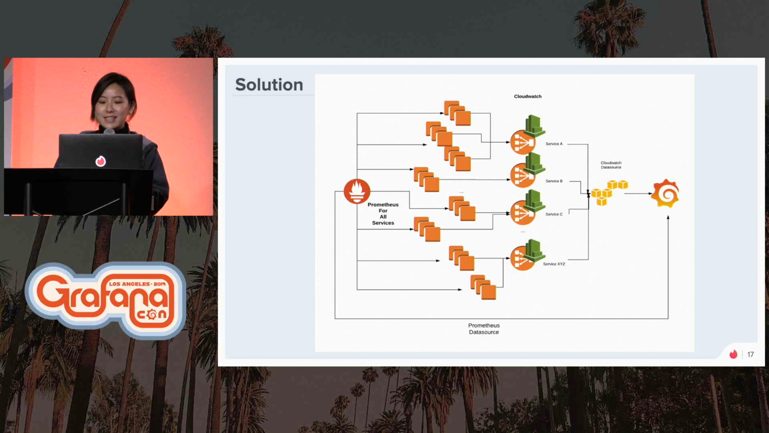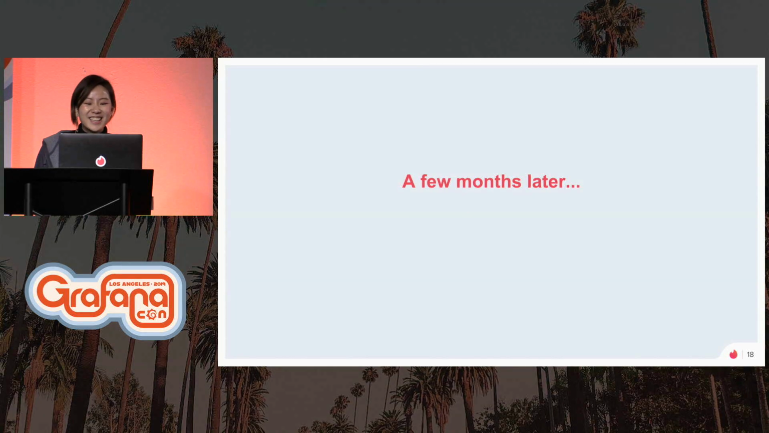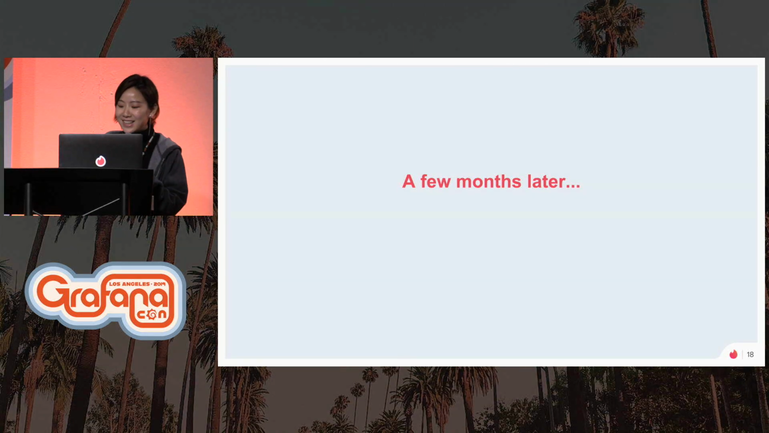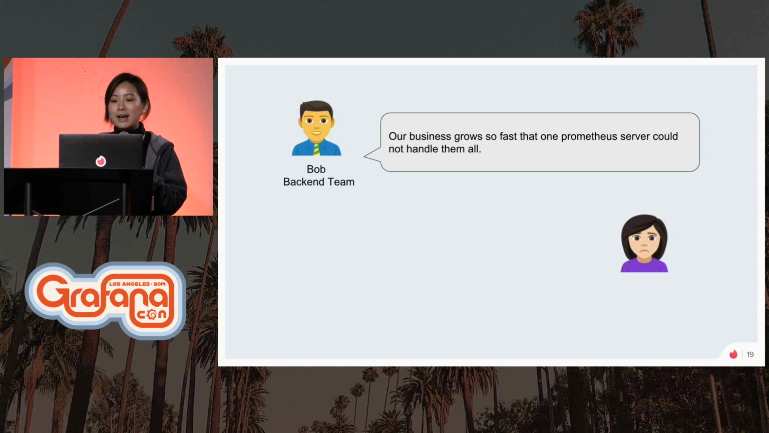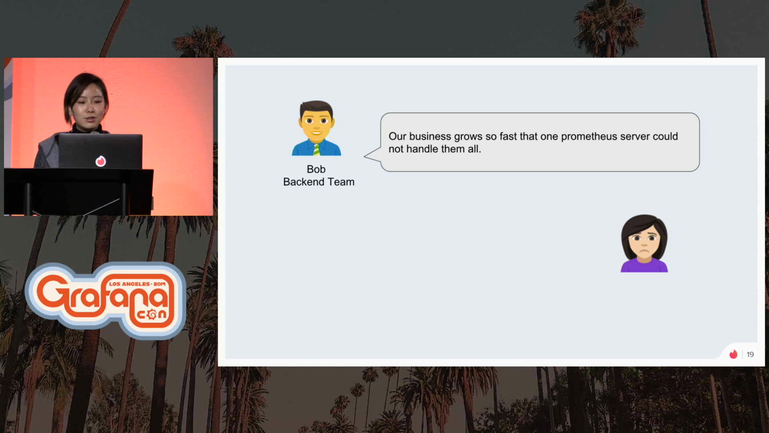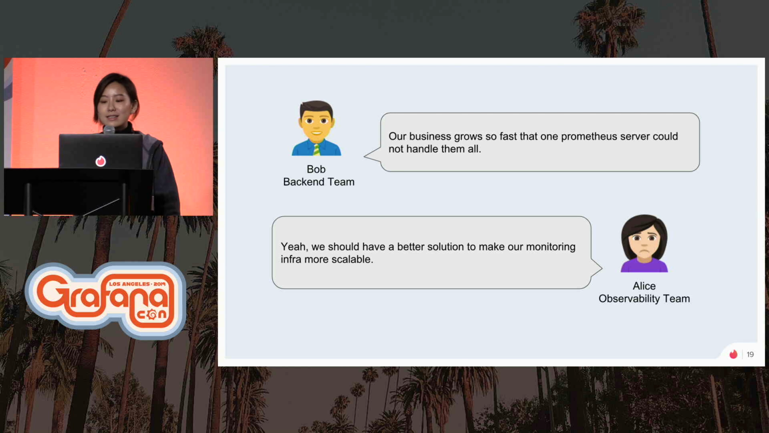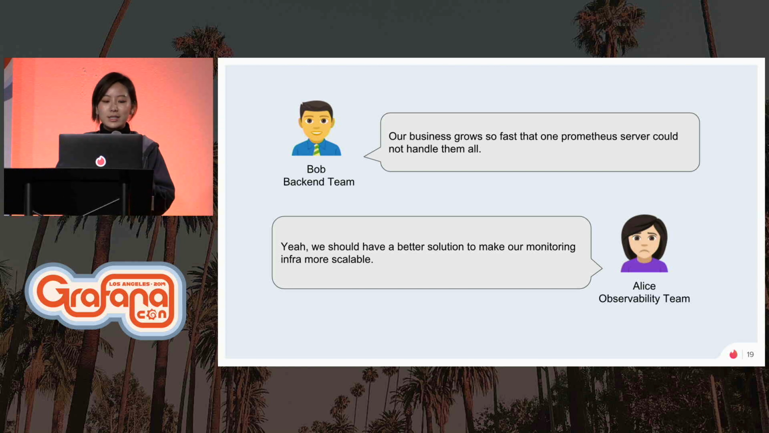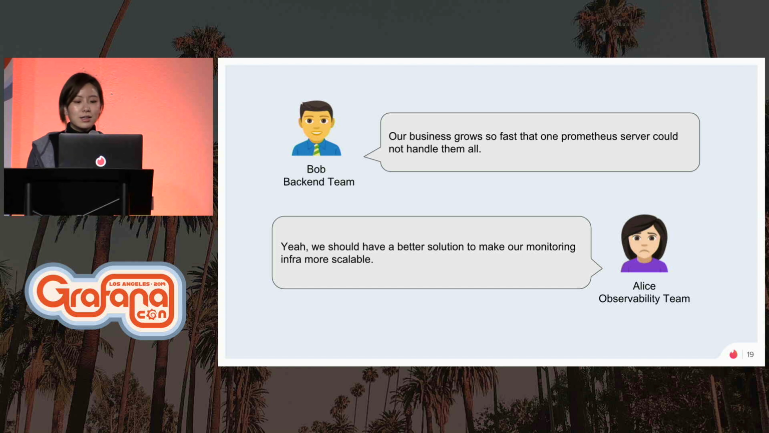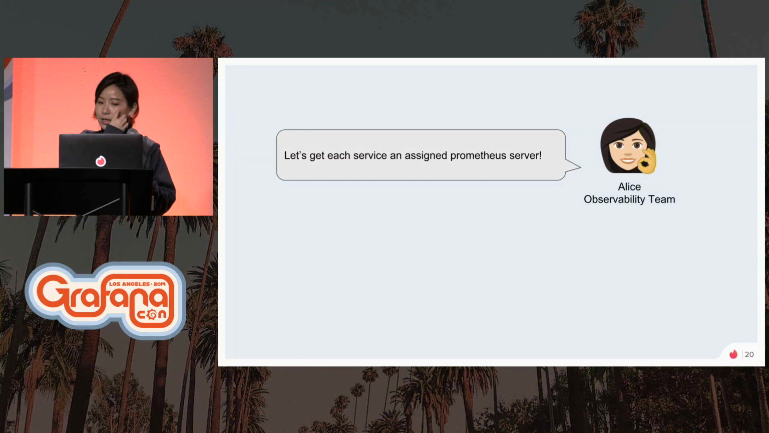But these happy days did not last long. A few months later, Bob came to Alice and said our engineers were seeing metrics lost from time to time because our business grew so fast that one single Prometheus server couldn't handle them all. Alice agreed, understood the situation, and thought we should have a better solution to make our monitoring infra more scalable. The solution she came up with was to assign a Prometheus server to each service.